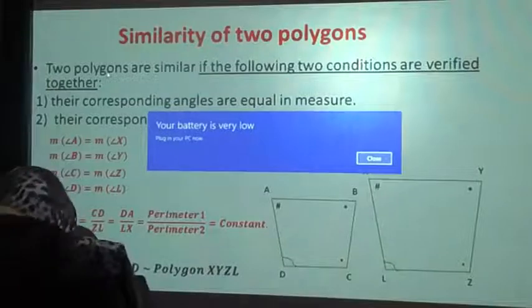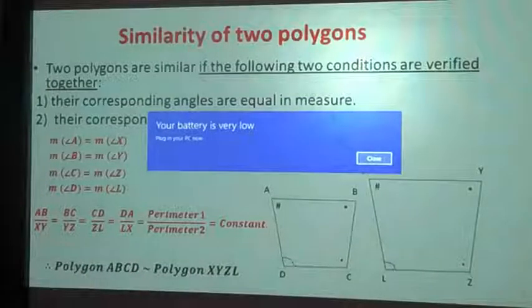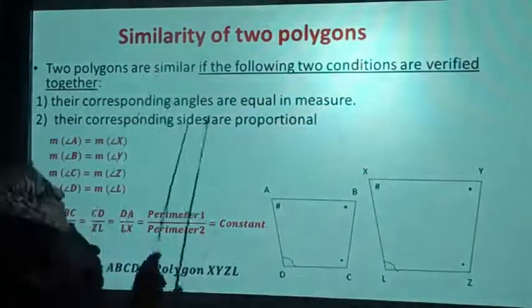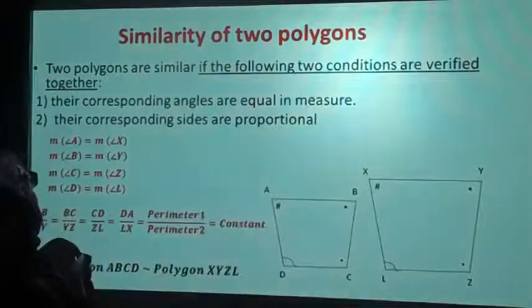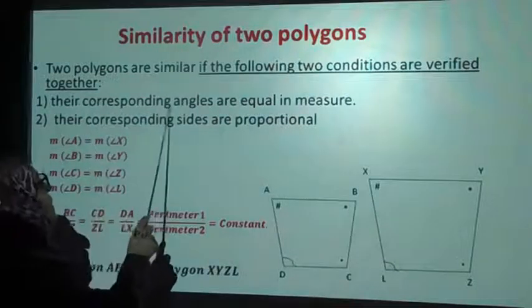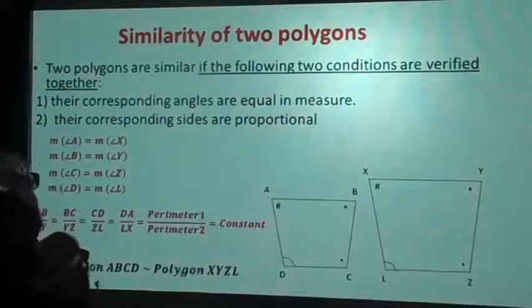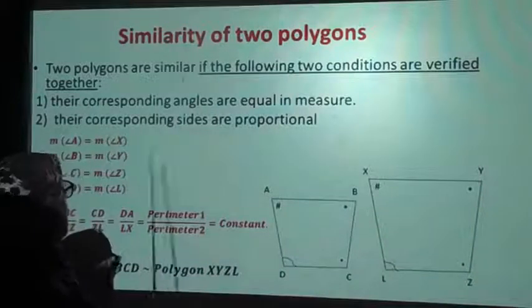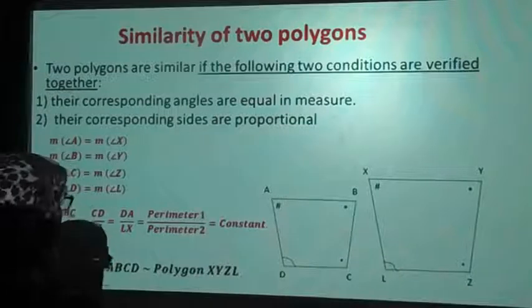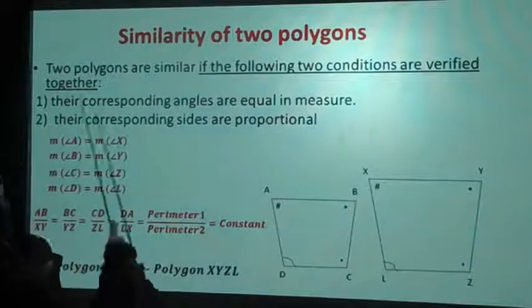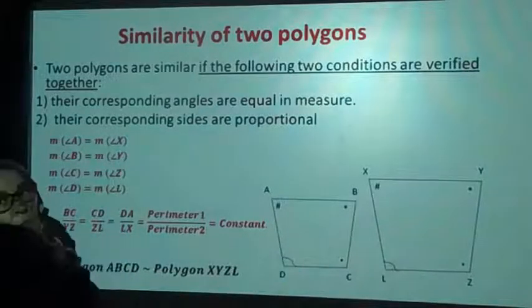Similarity of two polygons. Two polygons are similar if the following two conditions are verified together. First, their corresponding angles are equal in measure, and second, their corresponding sides are proportional. Now, let's take the first condition, which is the measure of the corresponding angles.